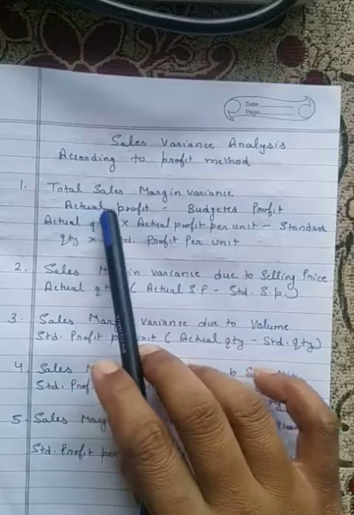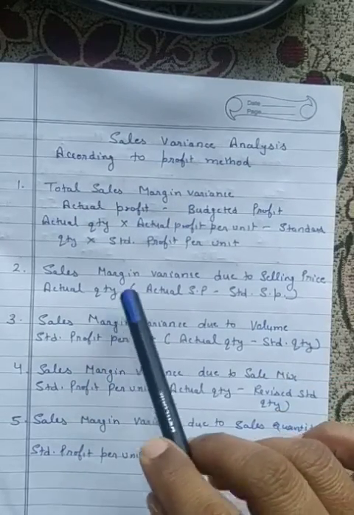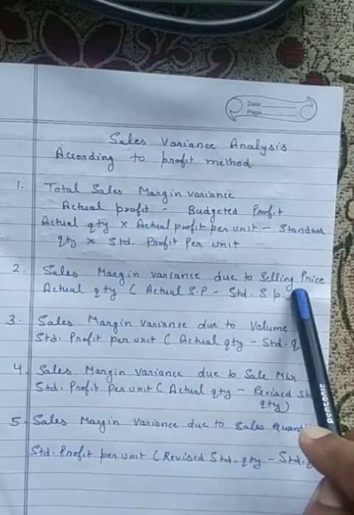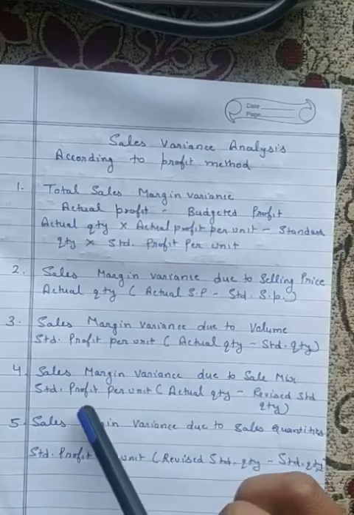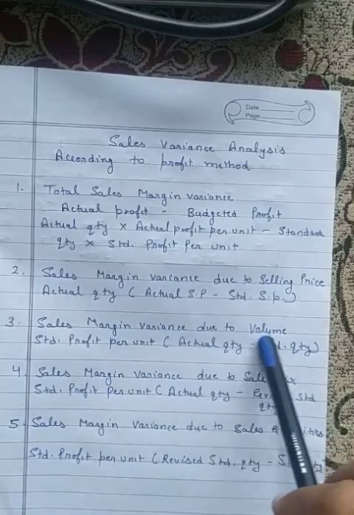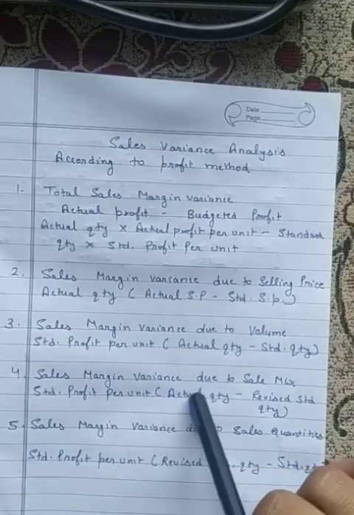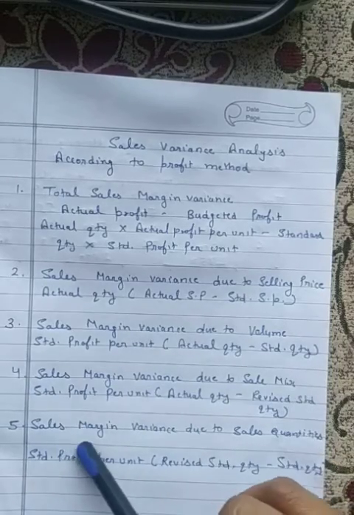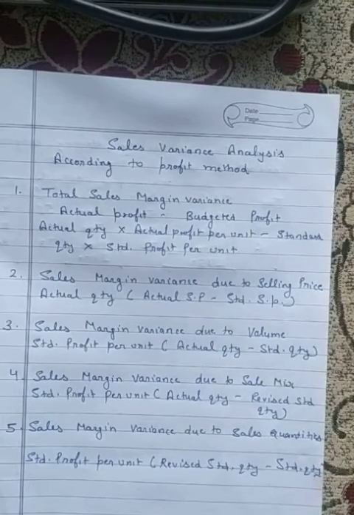The total sales margin variance is equal to the total of the sales margin variance due to selling price and the sales margin variance due to the volume. And the sales margin variance due to the volume will equal the total of the sales margin variance due to the sales mix and the sales margin variance due to the sales quantities.